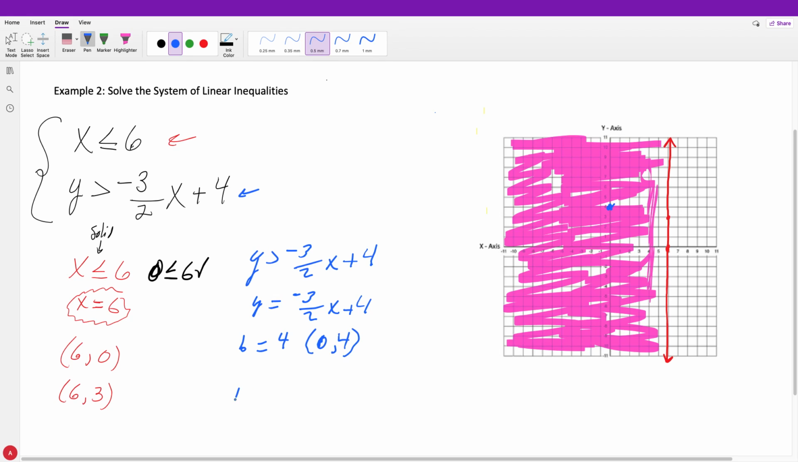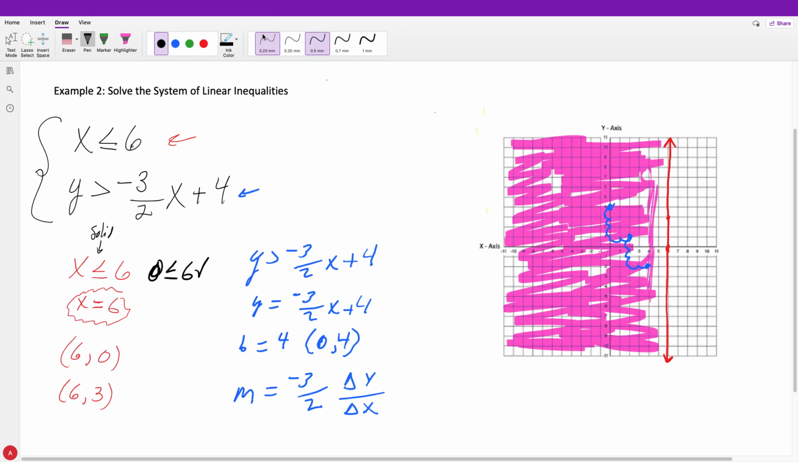And then my slope is equal to -3/2, which we know is change in y over change in x. So I'm going to go down 3, 1, 2, 3, to the right 2 because it's a positive 2. So there's our next point. Then I'm going to go down 3, 1, 2, 3, and over 2 again. And there's our next point.